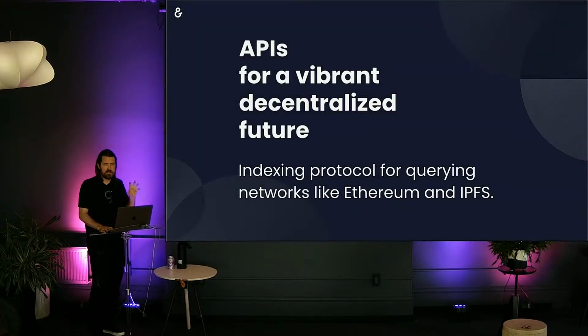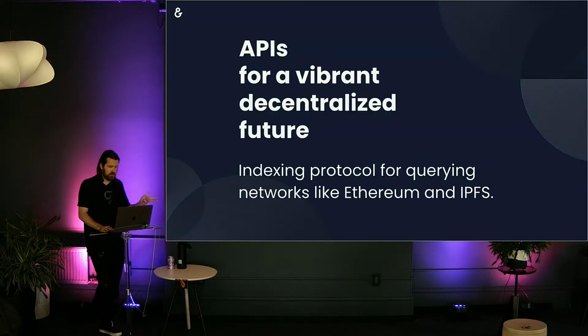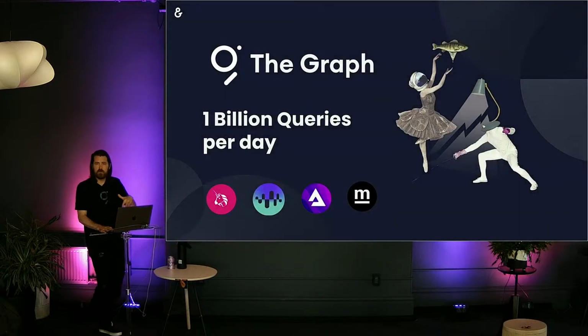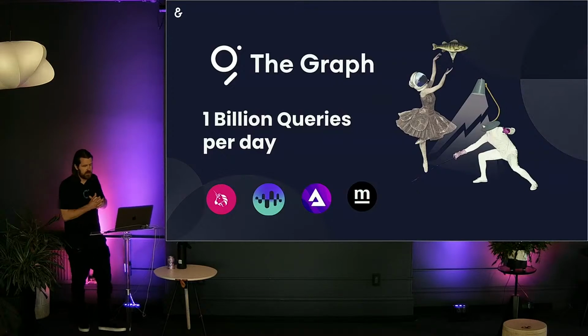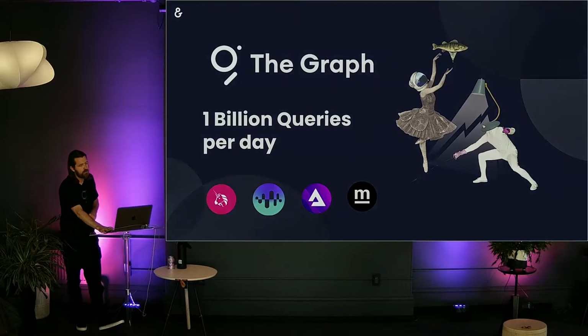So the graph is this single way to provide APIs for decentralized applications for Ethereum, IPFS, and now Arweave and other blockchains. And we serve about 1 to 2 billion queries per day. So that's for the Web3 space. That's pretty large. Actually, for really any application space, it's still a pretty good number to say that you serve from.